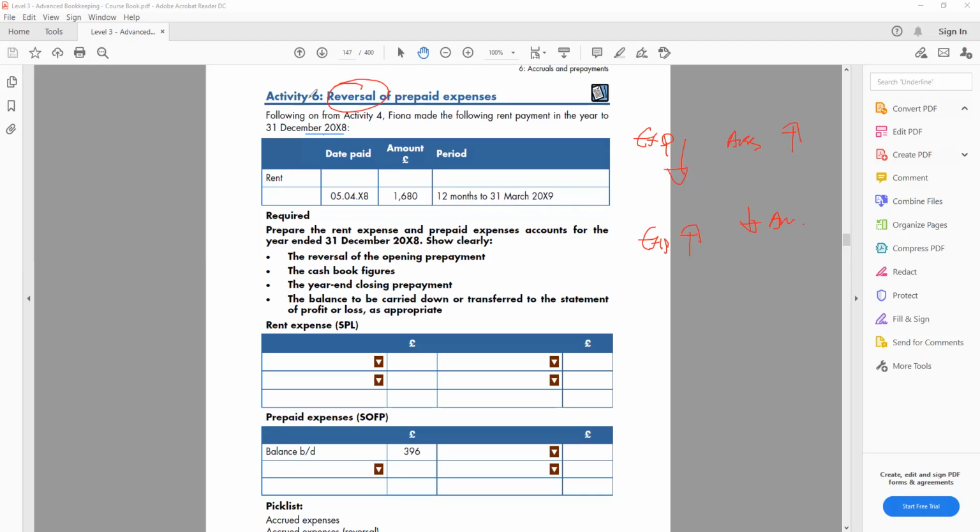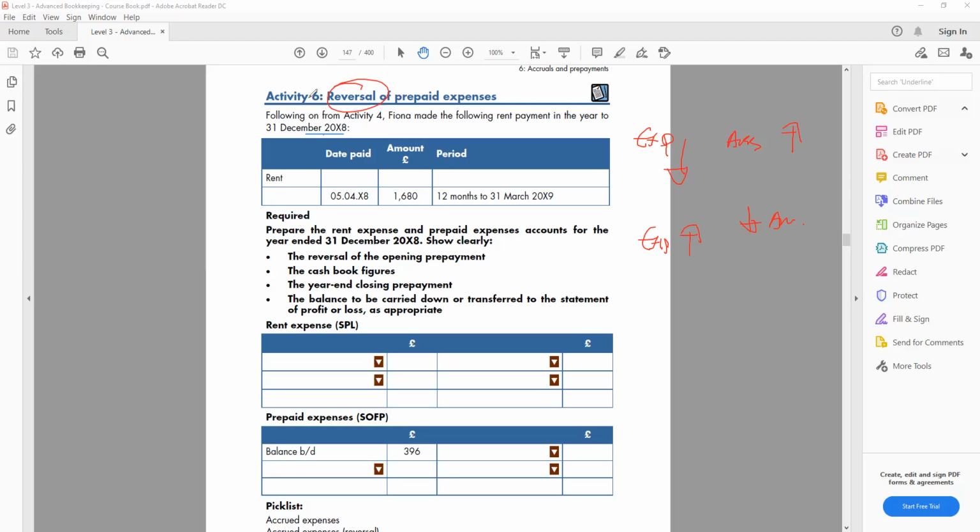Reversal means whatever was the asset for the last year is not an asset anymore, because last year I said I paid in advance, but this year actually this is gone. And last year I said this expense does not belong to 2007 because I paid in advance, so I was decreasing my expenses. But this year I'm going to increase my expenses. Let's have a look. Let's read this question.